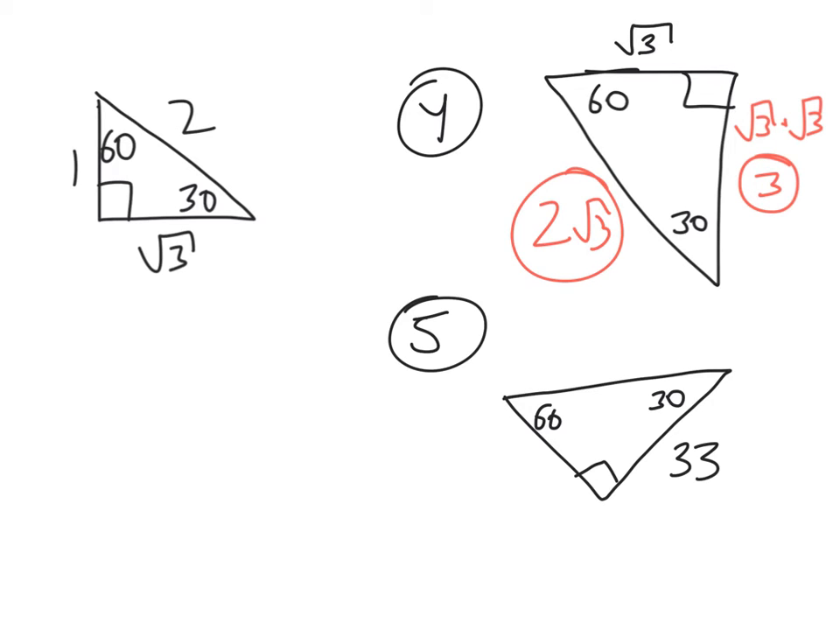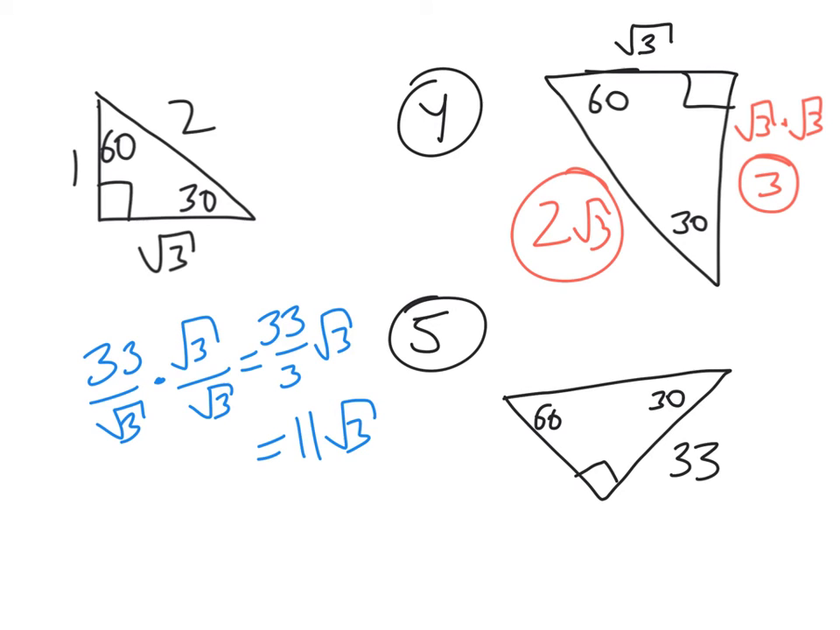Similar thing in number 5. Notice though now the 33 is opposite the 60, so instead of multiplying by the square root of 3, I'm going to need to divide. And again, get in the habit of rationalizing the denominators, because 33 over the square root of 3 will very rarely, if ever, be a multiple choice answer. So multiply both the numerator and denominator by square root of 3. We get 33 square root of 3 divided by 3.